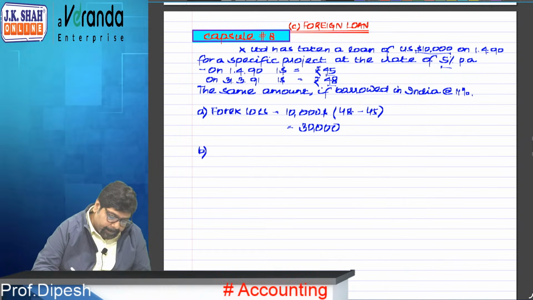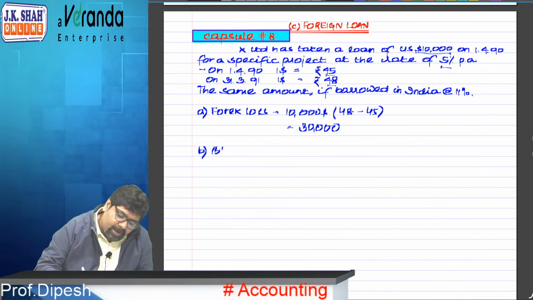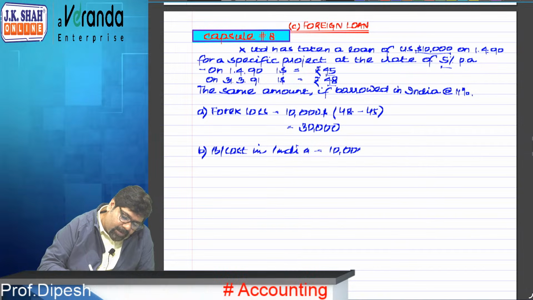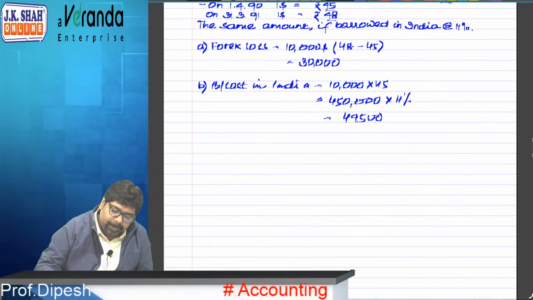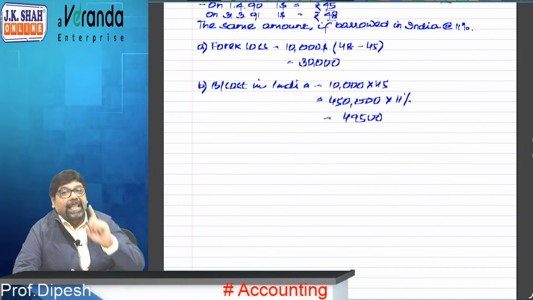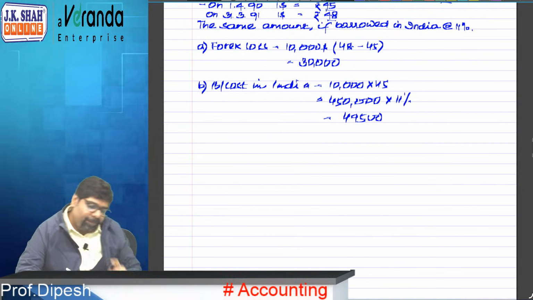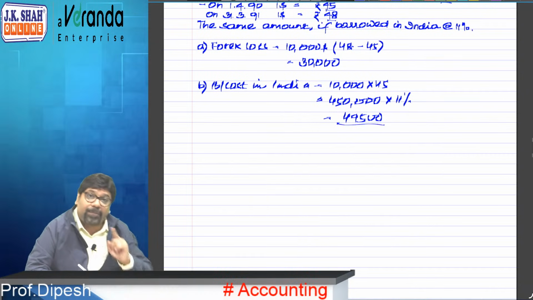Correct? Yes. Now chartered, borrowing cost in India. If you had taken loan in India, you would have taken 10,000 into 45, a 4,50,000 loan in India. Yes. India rate is how much? 11%. That means you would have paid interest of 49,500. Total interest on loan which you would have paid in India is how much? 49,500. That means in India you would have been allowed to capitalize 49,500. Say yes. If you would have taken loan from India, you would have been allowed to capitalize 49,500.